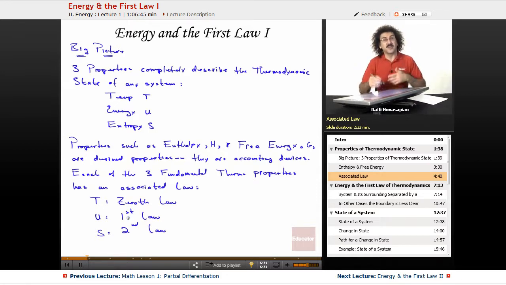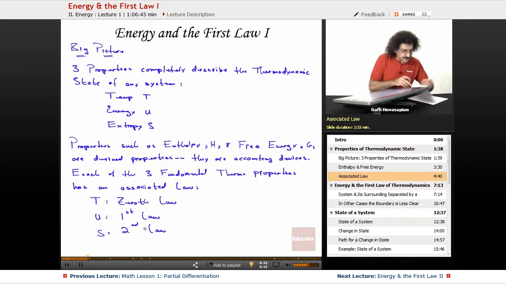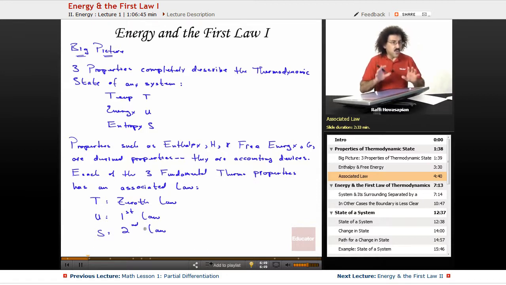Because they had already used the number 1, they decided to call it the zeroth law. So temperature, zeroth law; energy, first law; entropy, second law. Now, the third law is less general, and it only applies to one class of substance, a crystal, under a specific set of conditions, basically 0 degrees Kelvin. These are general laws, the zeroth, the first, and the second. The third law is less general. We will be discussing it, but as far as the properties themselves are concerned, this is the relationship.